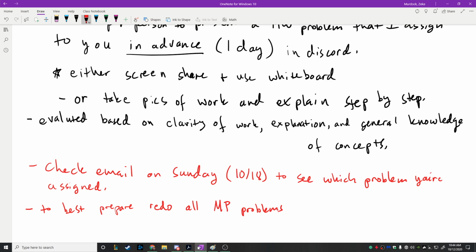This is what you want to do. You want to go back and review all the mastering physics problems and make sure you understand how to do them. If you know how to do all of them, then no matter what I ask you, you should be able to do pretty well, I assume. I don't think the mastering physics problems are all that challenging, personally. I don't know what y'all think.